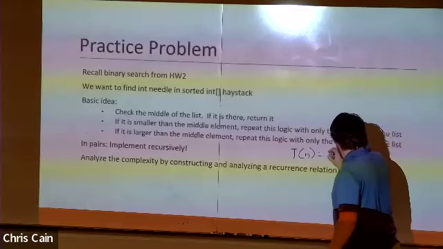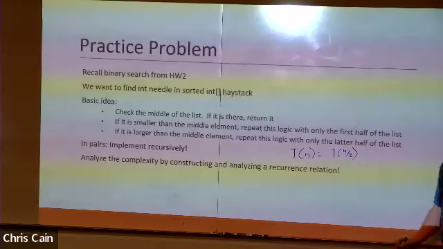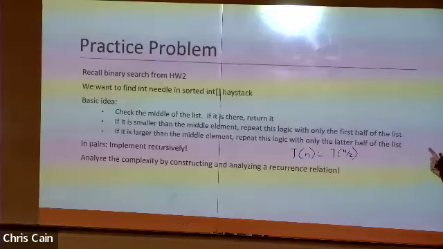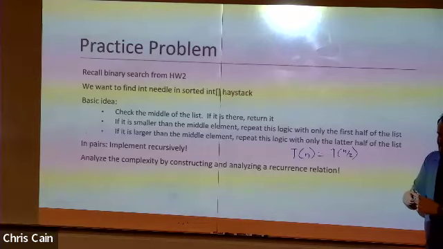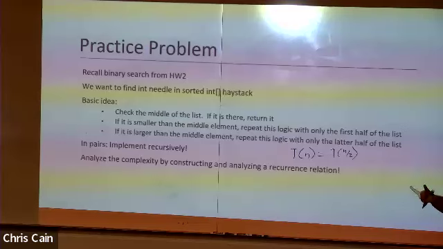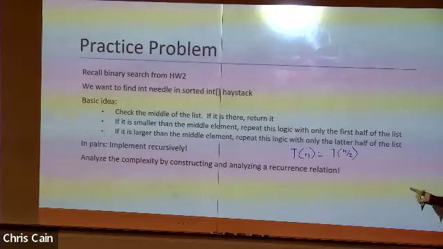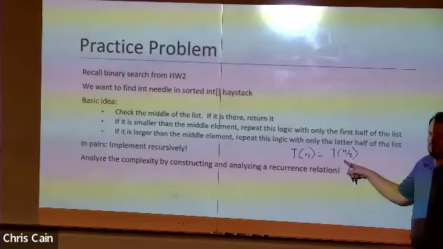It's T of n over 2. So we're basically saying we have an array of size n. Our array of size 10 was what we started with in our example. When we first look at the middle, we're going to look at the index that's in the middle of that. And then we're either going to call it the left half or the right half. The left half is going to be of size 5 and the right half is going to be of size 4. No, it's the other way around. Left half is going to be of size 4, right half is going to be of size 5. So we're basically cutting it in the worst case in half.